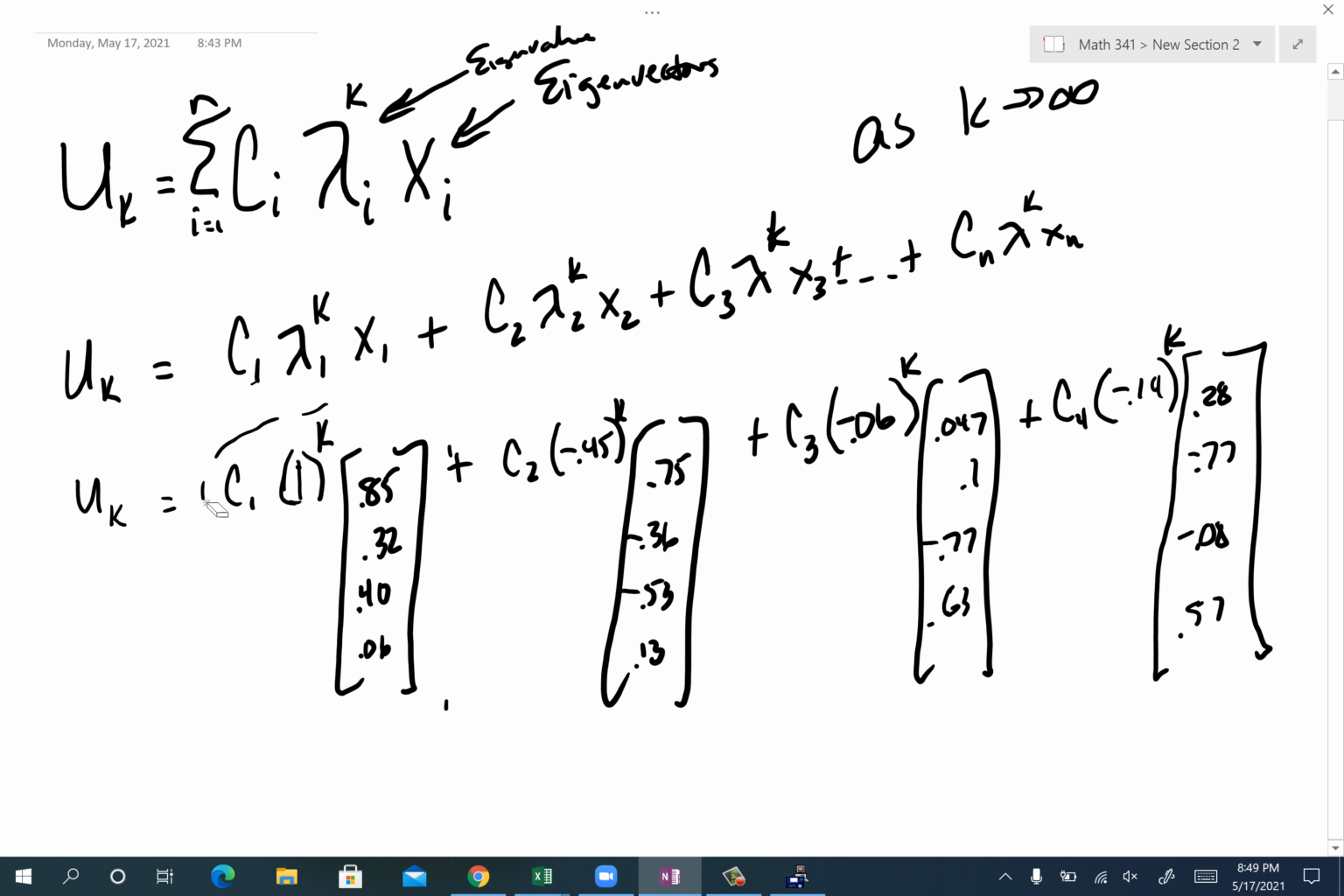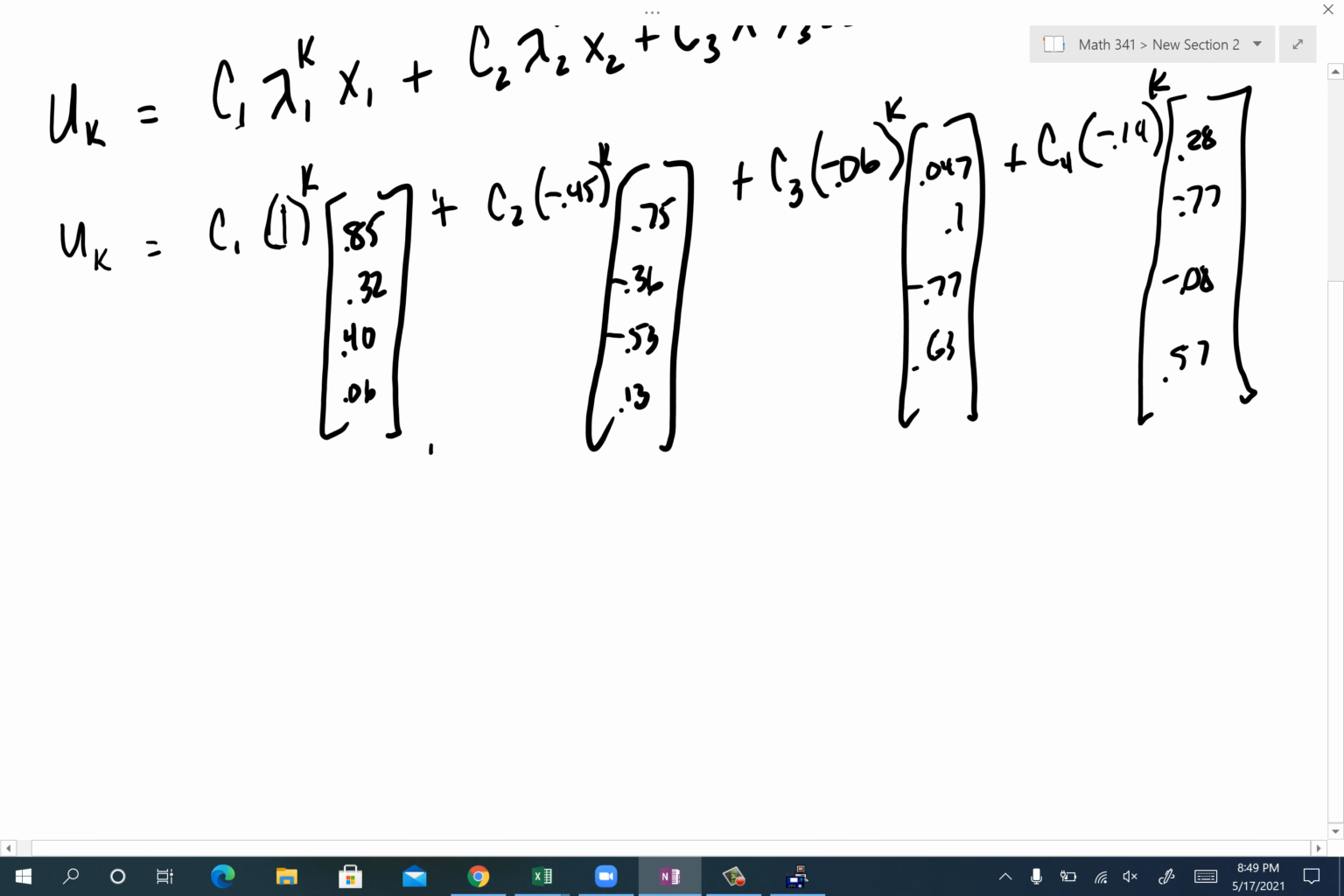Now, how am I going to get C1 and C2 and so forth? That's a good question. To do that, what I'm going to do is the following. I know that initially at K equals 0, there were 2,000, 500, 300, 200. That was the initial value. So what do you end up having? Well, you end up having 0.85 C1 plus 0.75 C2. There's going to be 4 equations with 4 unknowns.